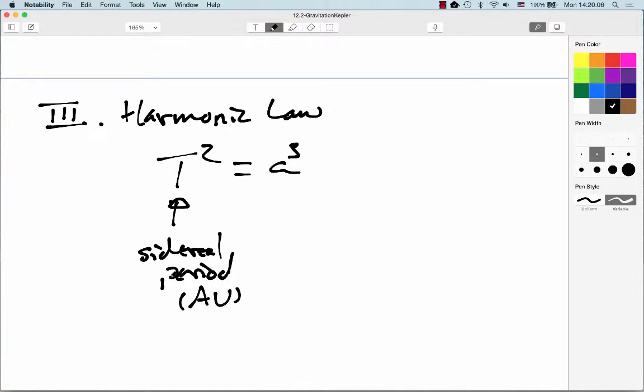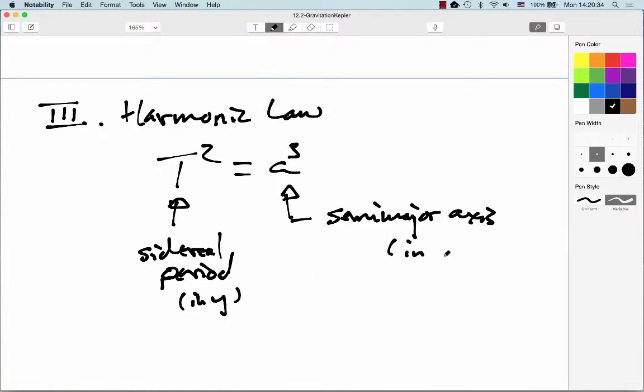And all sidereal means is that you did a 360-degree lap around the sun, as opposed to, say, going between successive alignments of planetary bodies, because those bodies may have moved. This is a semi-major axis. I'm sorry, that first one there's not in AUs, obviously that's in years. This one is in AUs. 1 AU, the astronomical unit, is just the average distance of the Earth to the Sun.